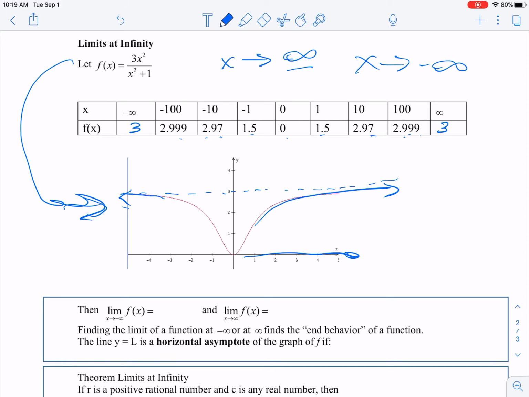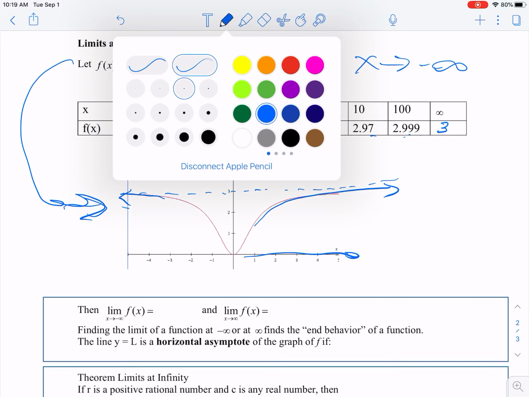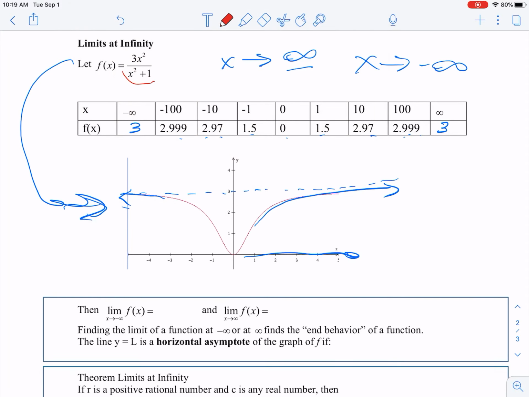All right? If you think back to Algebra 2, and you talked about horizontal asymptotes, and you went, oh, this is second degree. They're both x squared. I look at my leading coefficients.